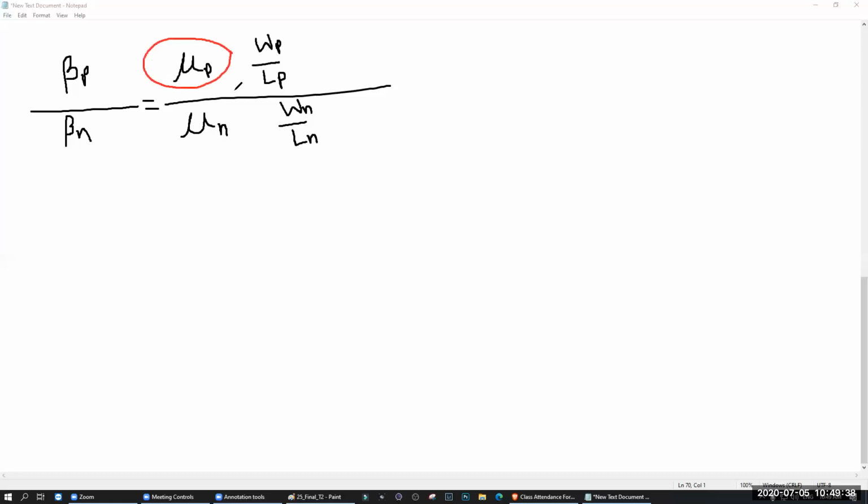Velocity of hole, velocity of electron. Which one is bigger? Who can tell? Which one is faster? Electron is faster or hole is faster? Electrons. Electrons are faster. How much faster? Any rough guess? You do not have to know. Just a rough guess. Electron is faster 2 to 3 times.